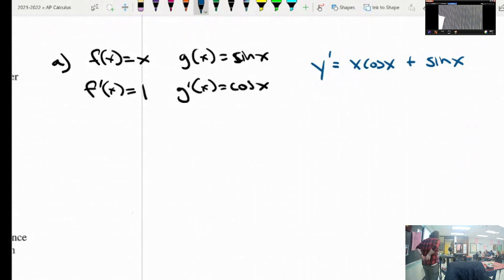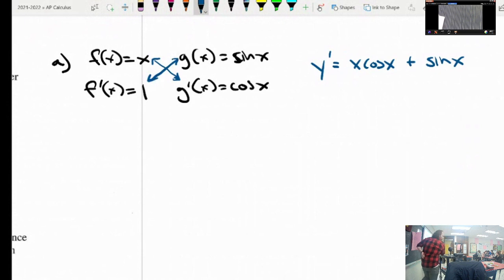Hooray. And all we're doing here is multiplying the parts together. x times the cosine of x is the f times g prime. And sine of x times f prime, g of x times f prime of x, is the sine times 1 right there, and you add them together.